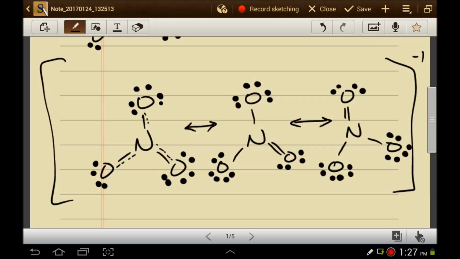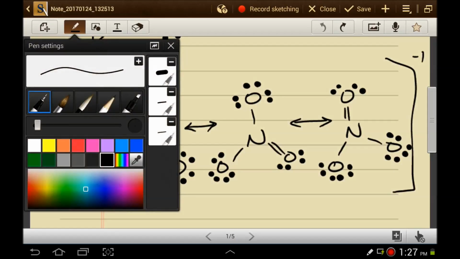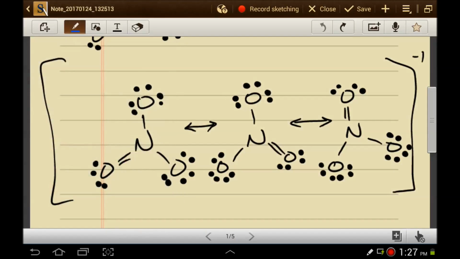So the double bond is split over three places. It's not a double bond and two single bonds. It's three 1 1/3 bonds. Hence the need for a discussion on bond order. So the bond order between the nitrogen and the oxygen is 1 1/3, or 4/3.